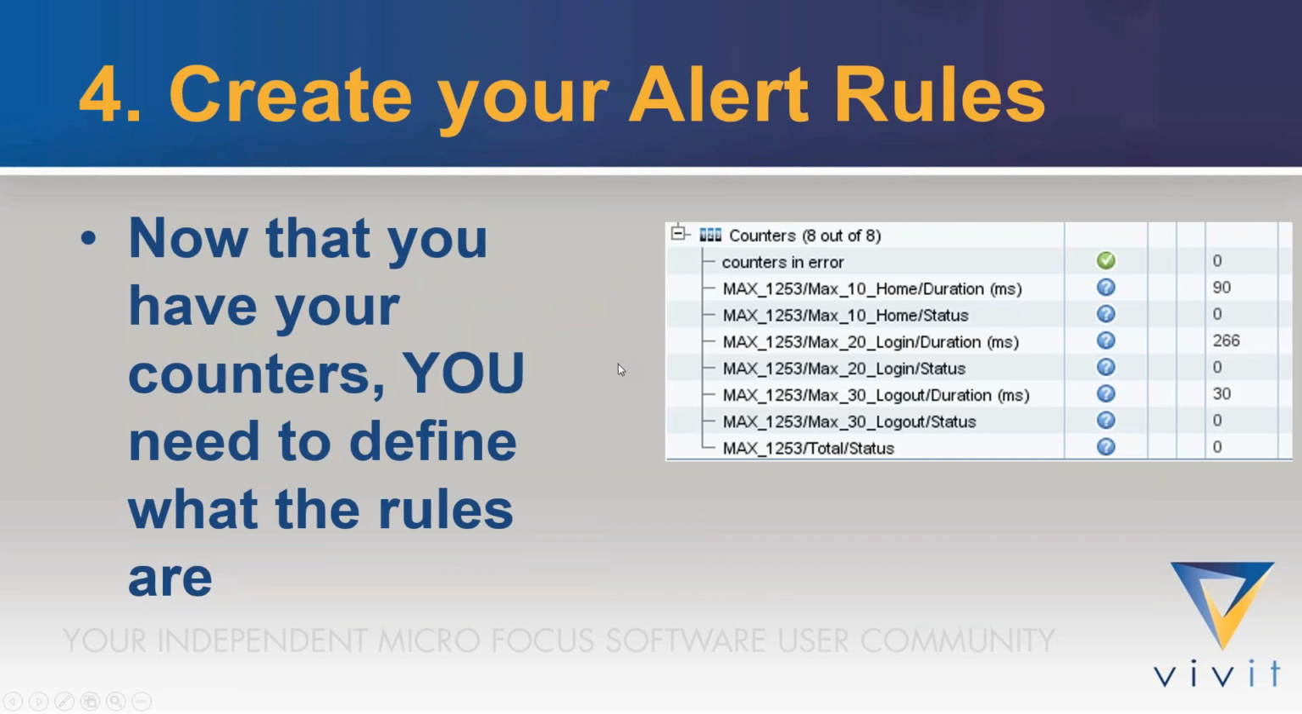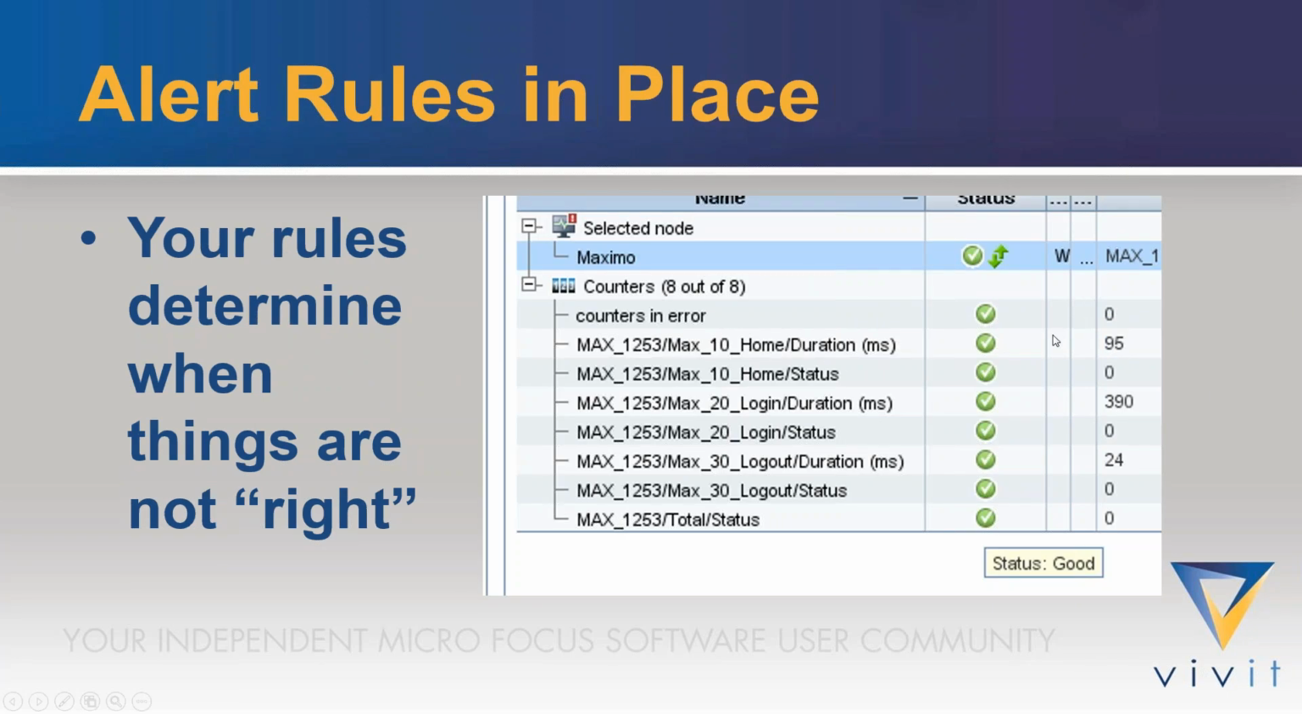Once you have your counters, you need to define what the rules are. So here we have the counters we selected, but there are question marks, which means it doesn't know whether this response time of 90 milliseconds is good or bad. So you have to teach it what the rules are. Once you've established the rules, you can come back to this dashboard view and you see lots of green happy check marks, meaning your status is good. This is all very user controllable.